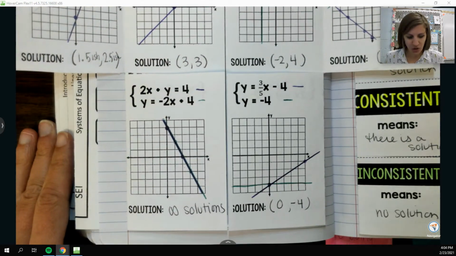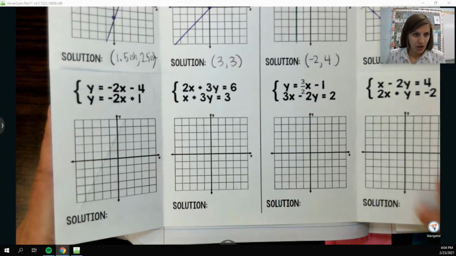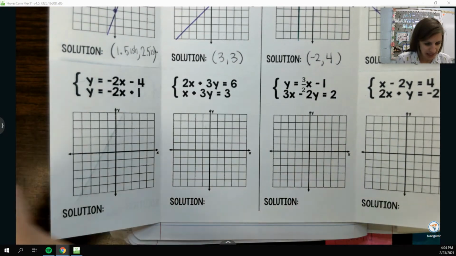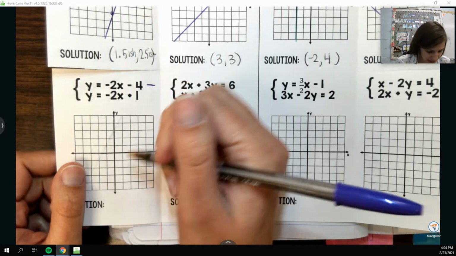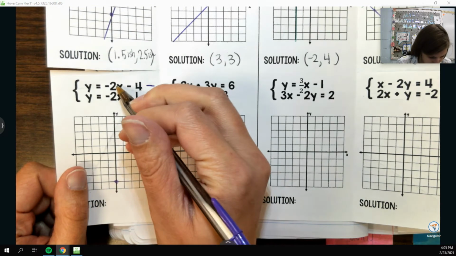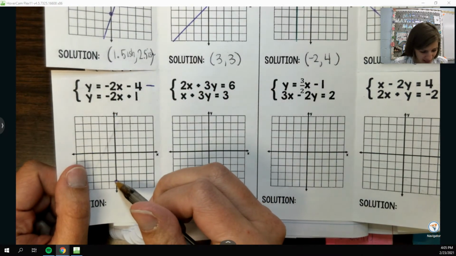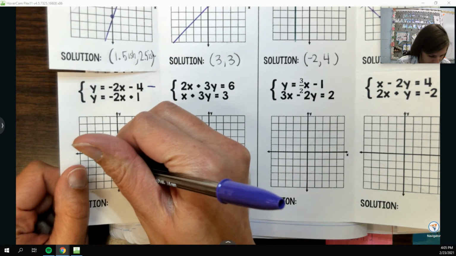Alrighty, jumping down here, trying a couple more. I'm going to go straight across. Looking at this first one here, that's in y equals mx plus b. So we'll plot our y-intercept at negative 4. And then do our slope of negative 2, although I can't really go down 2 over 1. So I guess I'll go up 2, back 1.